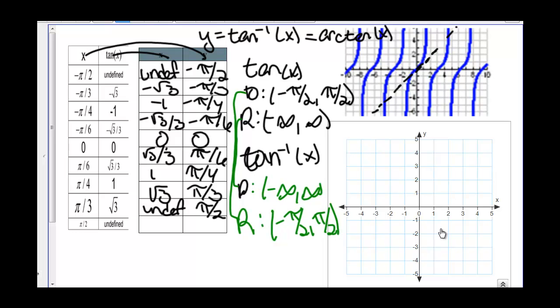And what we see when we plot these points is that we have asymptotes at pi over 2 and negative pi over 2. And then our function crosses at 0, gets very close to negative pi over 2 down here, gets very close to pi over 2 up here. So there's our graph of the inverse tangent.